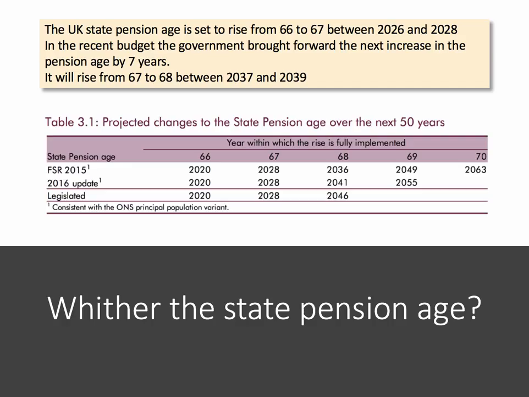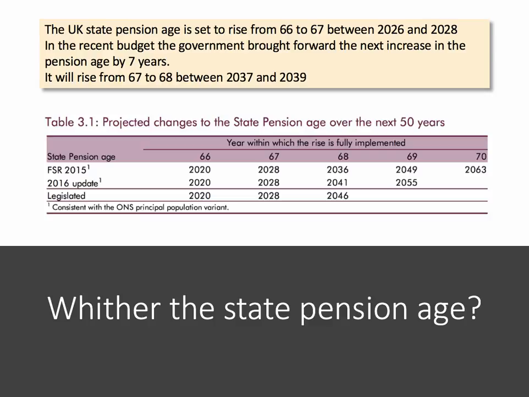What will happen to the state pension age? So we've talked about the demands for healthcare going up. There is also pressure, I guess, on the state pension age, the age at which people, in theory, can retire and take the state pension.